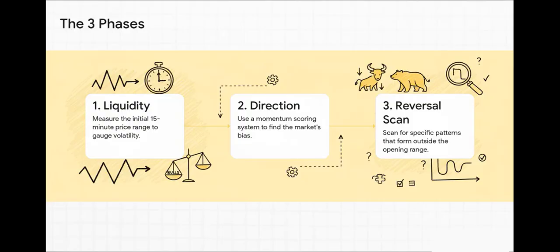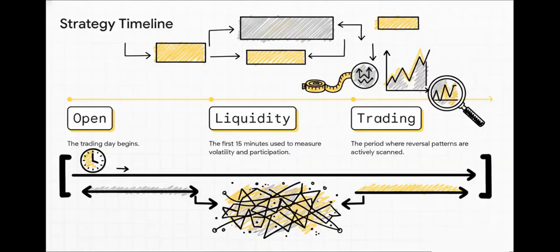And this timeline really lays it all out, doesn't it? This isn't about just randomly trading all day long. It's a really disciplined approach that focuses your energy on a very specific window of opportunity. First, you just wait and you measure during that liquidity window, and only then do you start actively looking for a trade. It just brings a ton of structure to what is usually a pretty chaotic time.